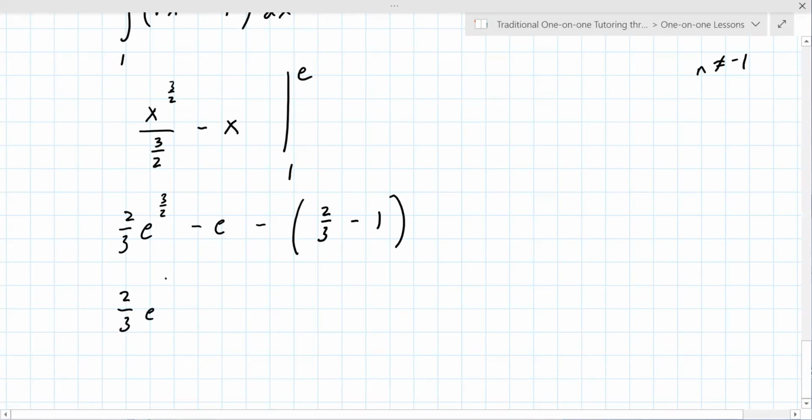So then you do, inside parentheses, this is minus 1/3. And then the negative goes with it to make 1/3. So 2/3 e to the 3/2 minus e, plus 1/3. So then I don't really know what else you can do. That's it. This is the final answer.